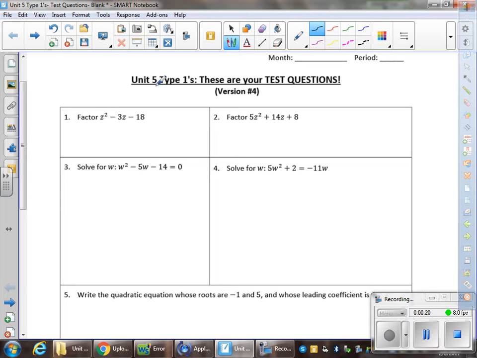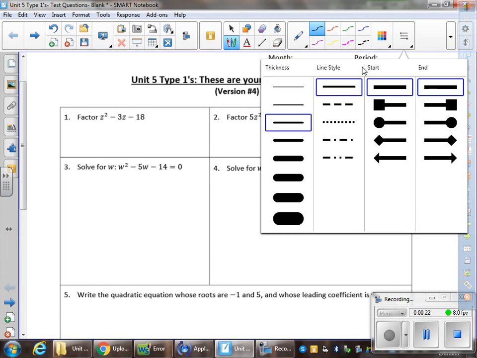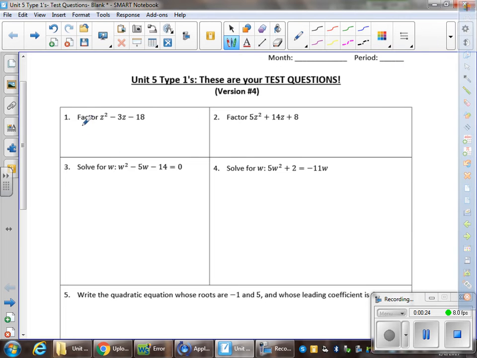And because I have a leading coefficient of 1, I know that it's going to be z times z. There's no other combination that gets me to z squared. So for 18, it could be 3 and 6, 9 and 2, or 18 and 1.